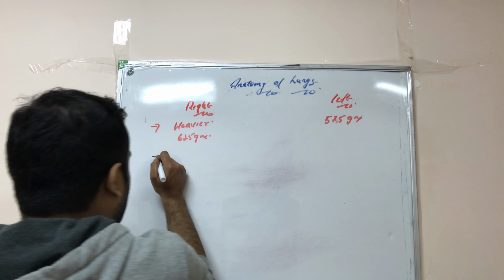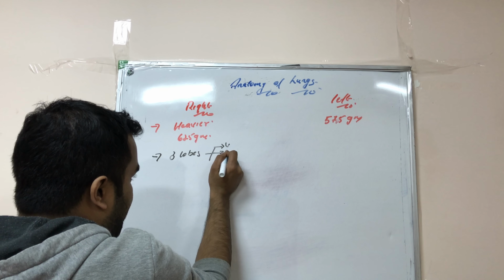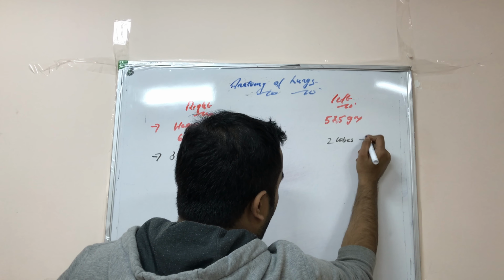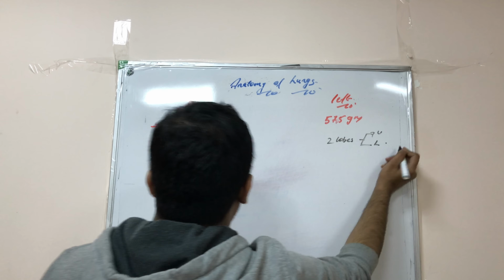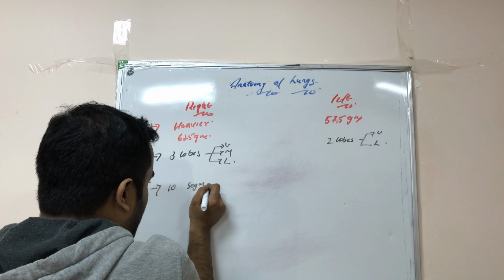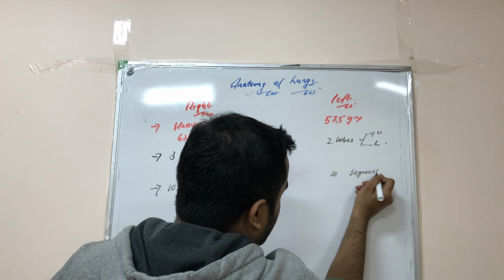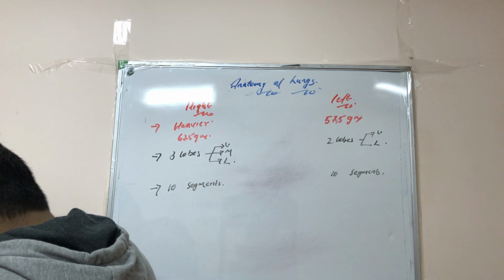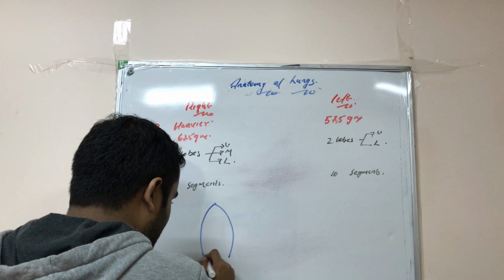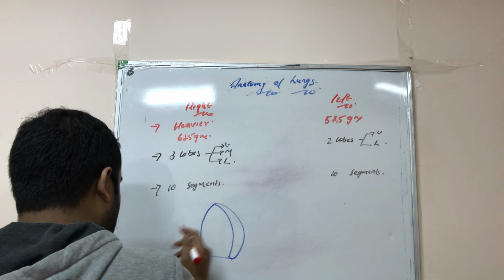Now the right lung has three lobes: upper, middle and lower. The left has only two lobes, upper and lower. Each lung has a total of 10 segments. The segments are the same in both cases. Now you will see how the segments are divided. Just assume this as a lens, not the correct structure, just for understanding.